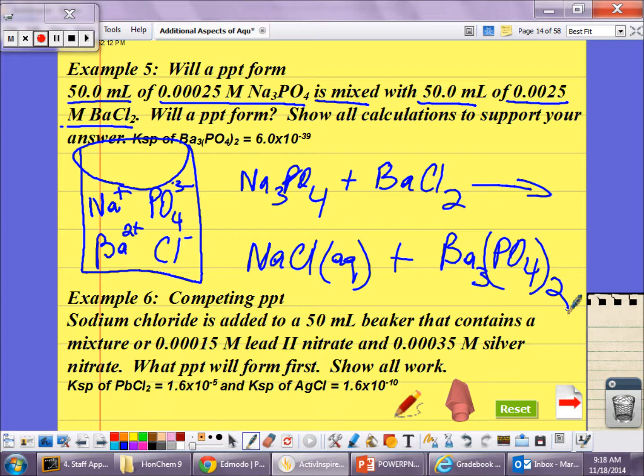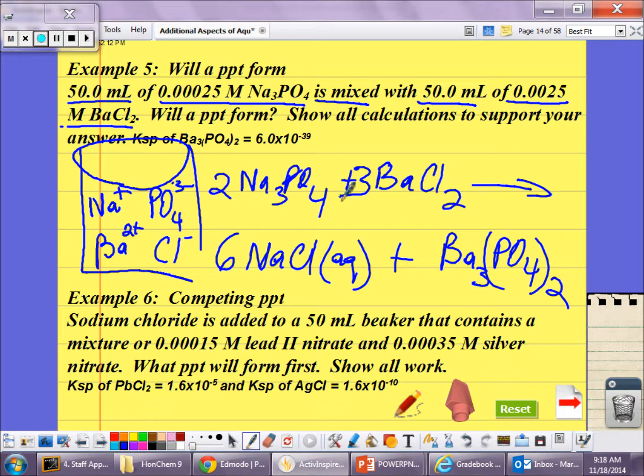Let's balance first. What is a balanced equation? To save time, we have 3 sodium here, so 2 sodium phosphate. That means we need 6 sodium chloride. Is that right? So in your equation, we need 3 barium chloride. Now it is balanced.